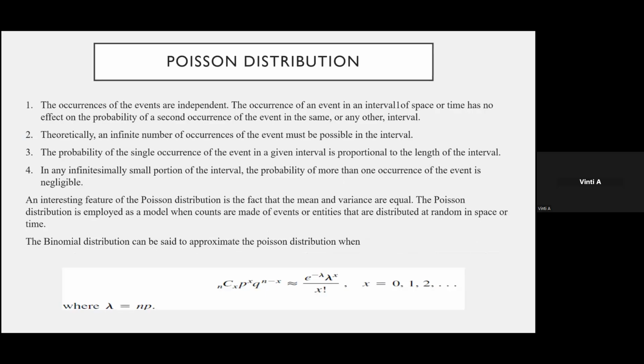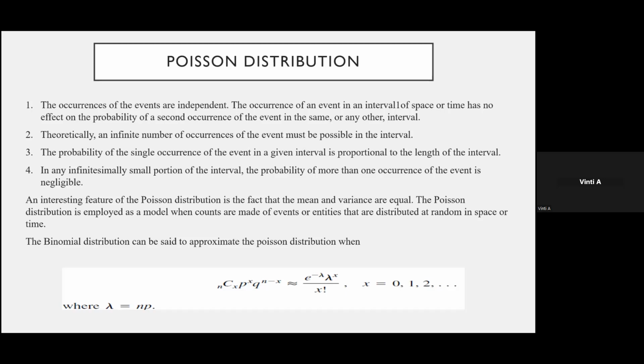Now let's see. In the Poisson distribution, the occurrences of the events are independent. The occurrence of an event in an interval of space or time has no effect on the probability of the second occurrence of the event, similar to a binomial. Theoretically, an infinite number of occurrences must be possible in the interval. Theoretically, it doesn't say it happens.